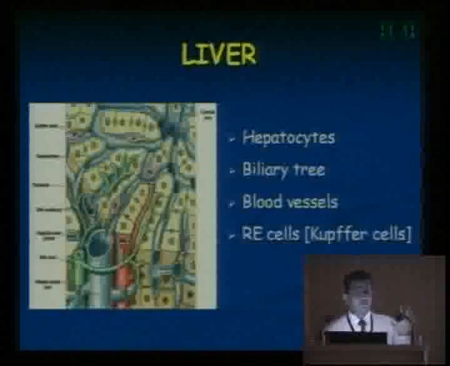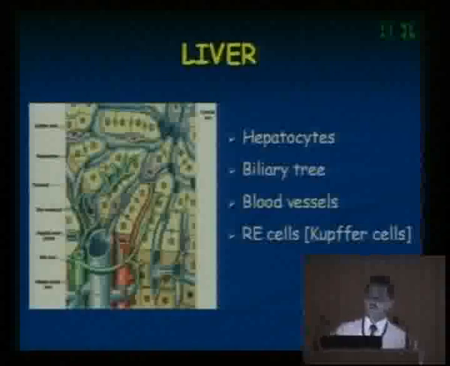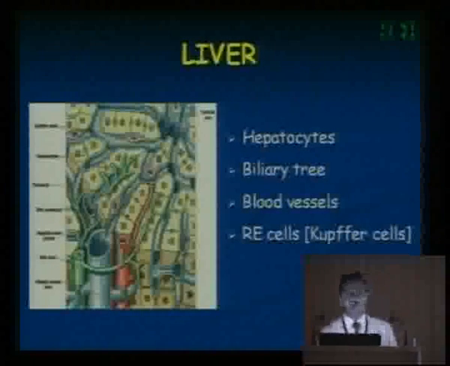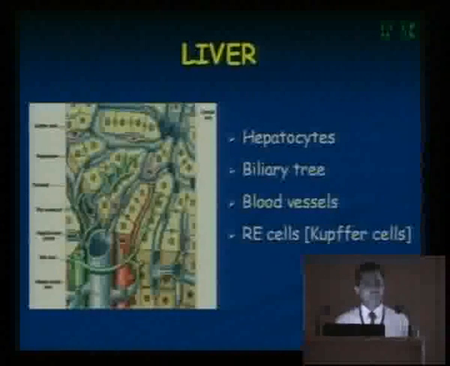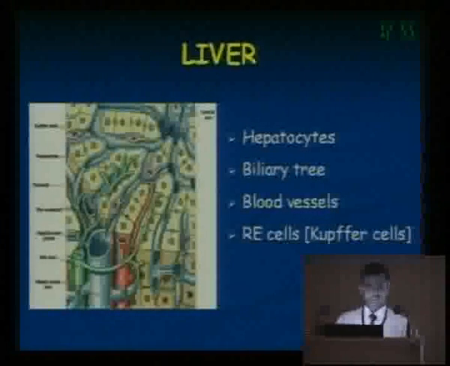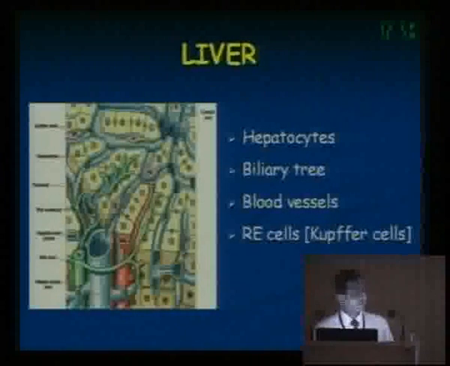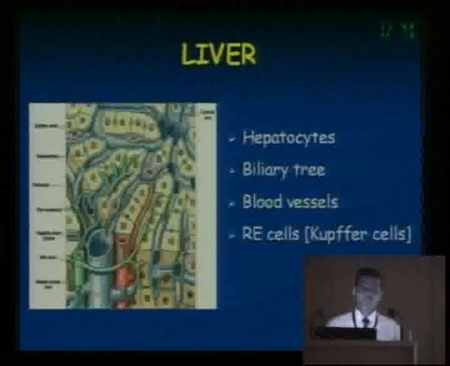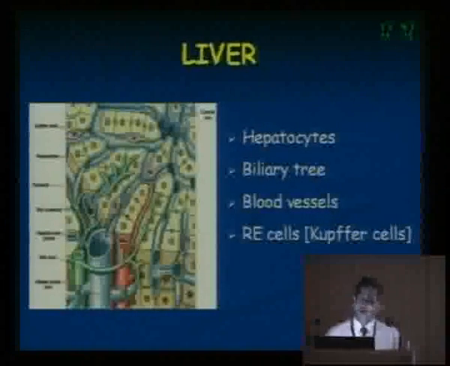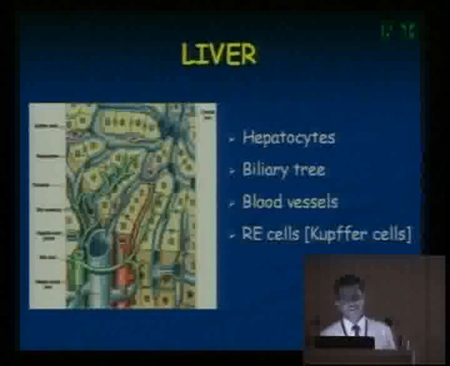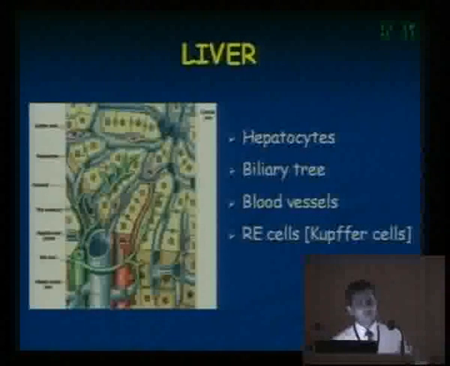As a clinician, each and every system has its function and produces certain symptomatology. For example, hepatocyte necrosis gives non-specific symptoms: loss of appetite, nausea, vomiting. The biliary tree produces jaundice and clay-colored stools. Blood vessels, for example hepatic vein thrombosis, produce a protuberant abdomen, ascites, and edema. RE cells are not so specific for the liver. They are shared by many systems in our body, and they have primary systemic symptoms rather than being specific to the liver.